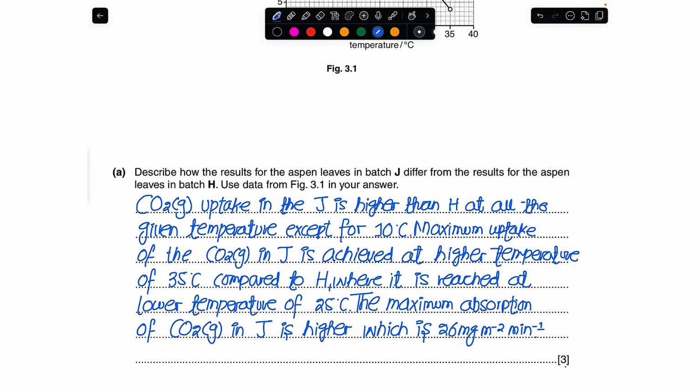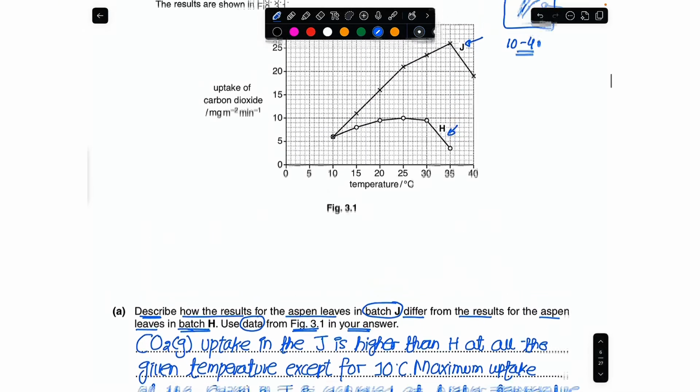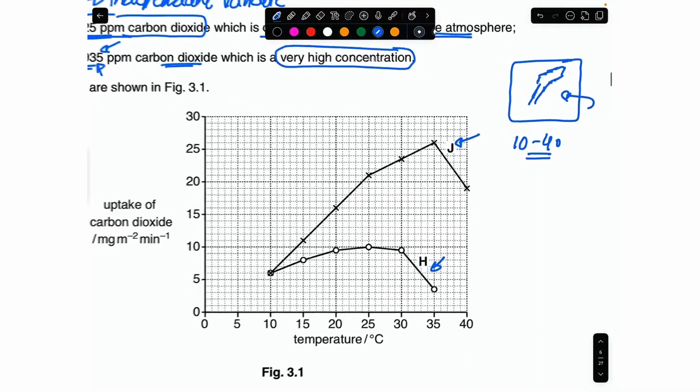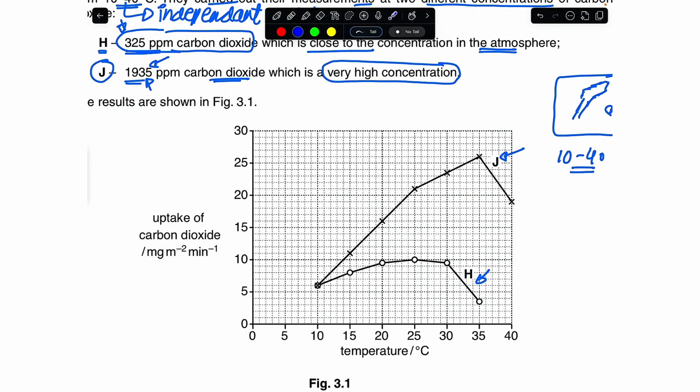For the A part, for a total of 3 marks, they would like you to describe how the results for the aspen leaves in batch A differ from the results for the aspen leaves in batch H, and they advise you to use the data from figure 3.1 in your answer. So I would simply revert back to the graph and try to look for some descriptive points.